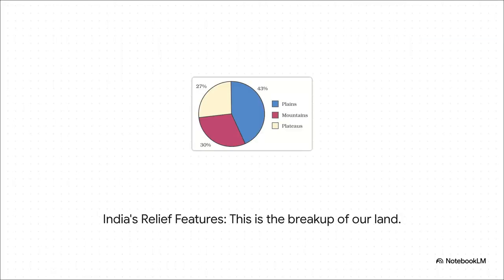Just look at this pie chart. It shows the breakup of India's land. See that big blue part? 43%. That's plains. And that's super important because that's where we do most of our farming. Then you have 30% mountains. That's where our beautiful rivers like Ganga come from, and they're great for tourism. And the last 27% is plateaus, which are like treasure chests full of minerals. So you see, all three parts are vital for us.